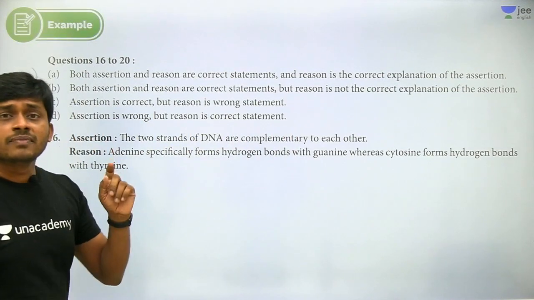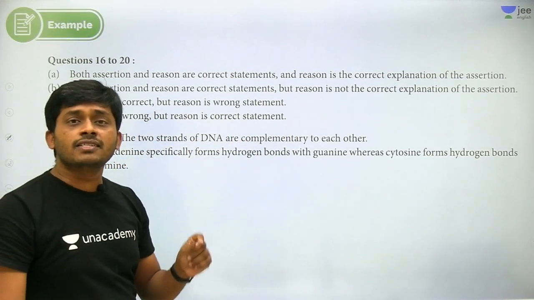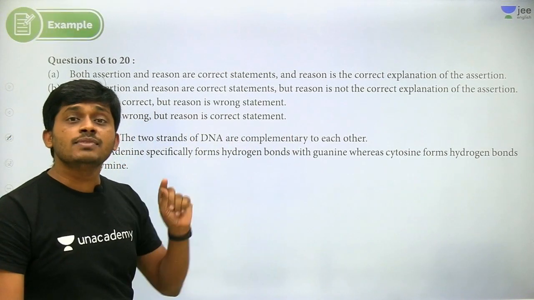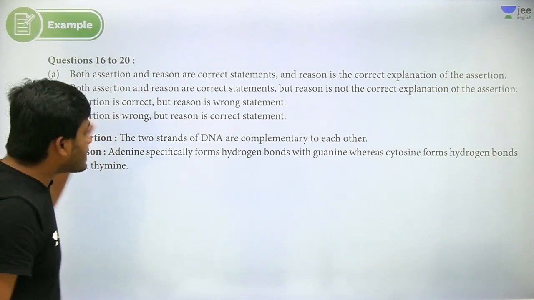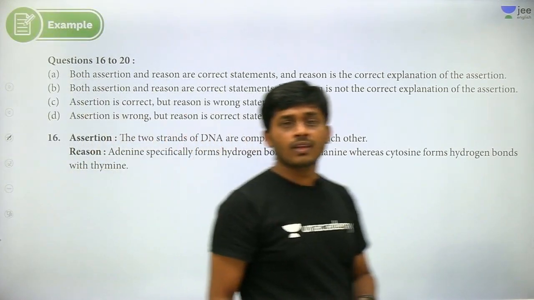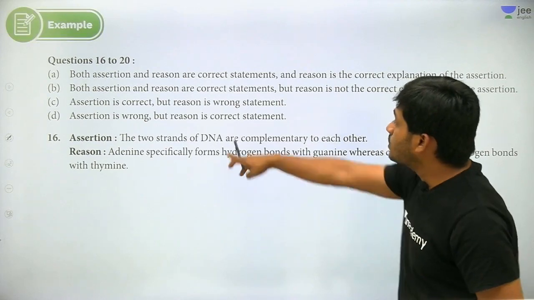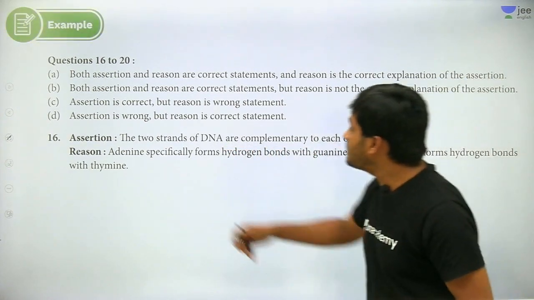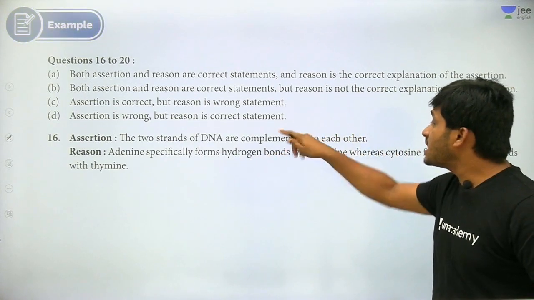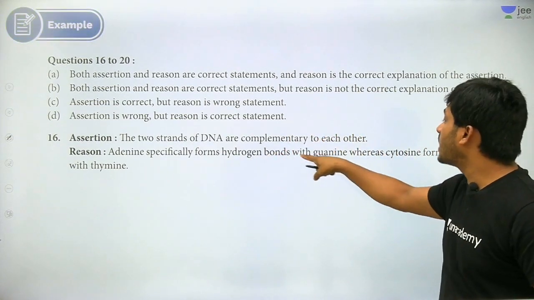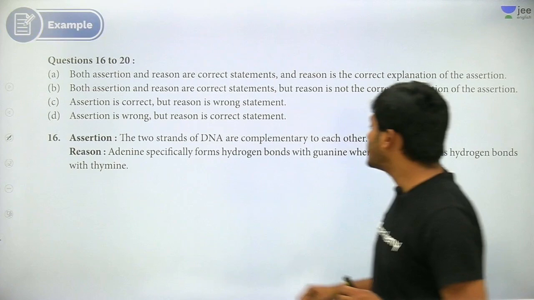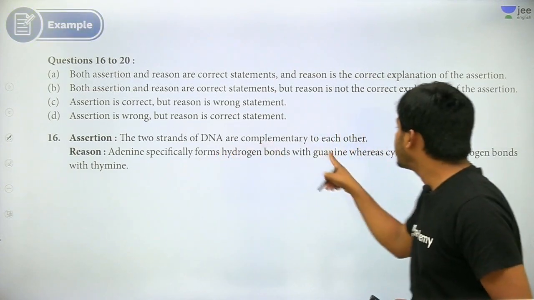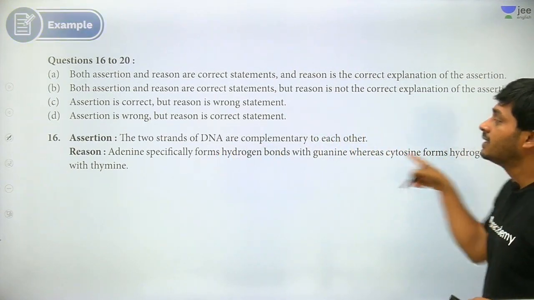So we finished the paragraph questions, one word, MCQs. So last, assertion reasoning. Okay, right? See here, two strands of DNA are complementary. Adenine specifically forms hydrogen bonds with guanine. It is saying A-G and C-T.